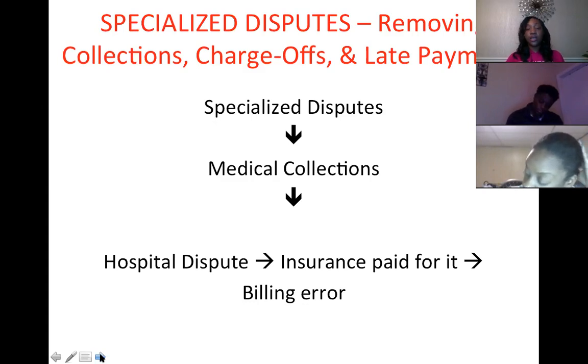So another thing you can use here is that insurance paid for it. I don't know where this came from. Insurance covered it, paid it. I don't know where this bill came from. And then next, you're going to find a billing error, right? So somewhere, somehow they made a billing error. It doesn't match your records. So there must be some inaccuracy, and it must be deleted from your credit report.